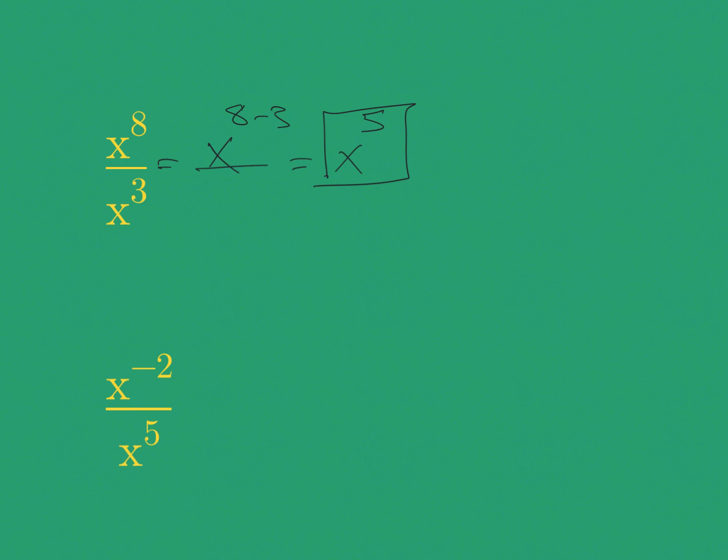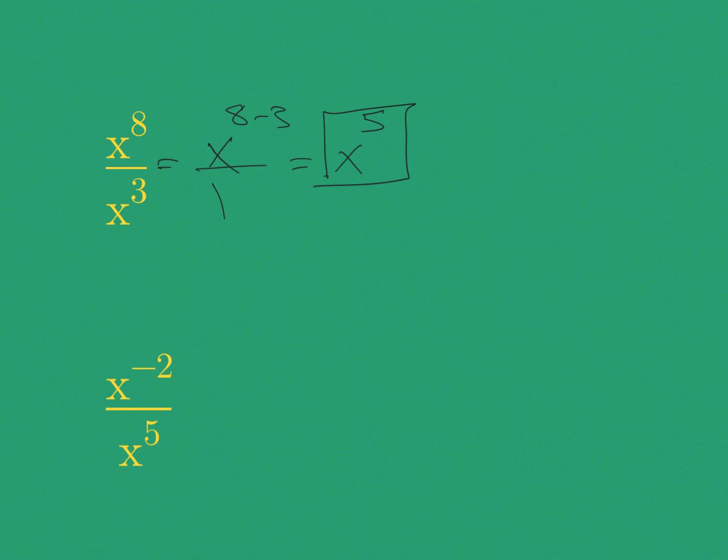Wherever that largest exponent is, that's where I'm going to keep that base, and then we will subtract exponents. Okay? Now, technically, they're on the bottom. Technically, there's a 1 there. You don't have to show that. A 1 in the denominator is always understood. So just x to the 5th would suffice. If you put it over 1, that's fine.